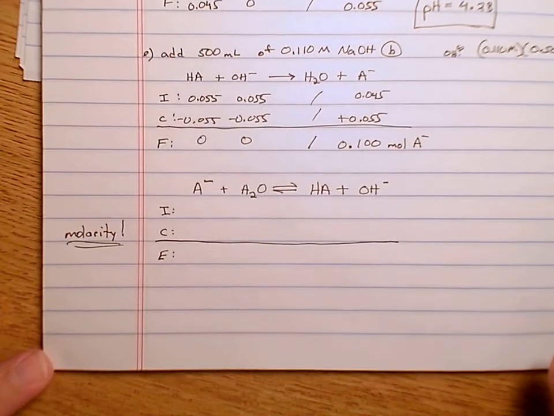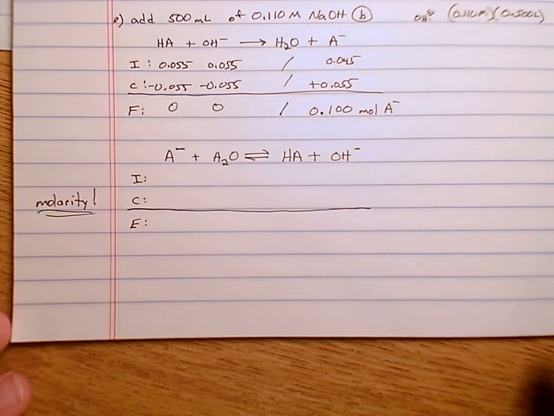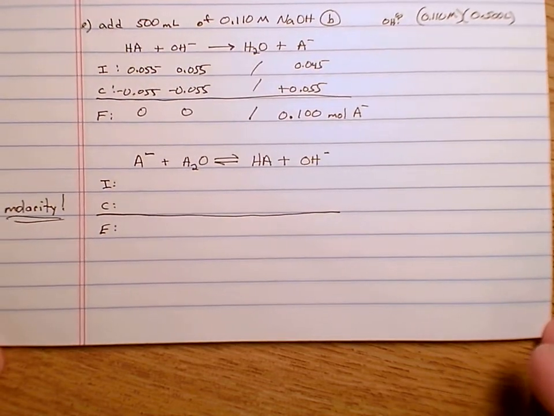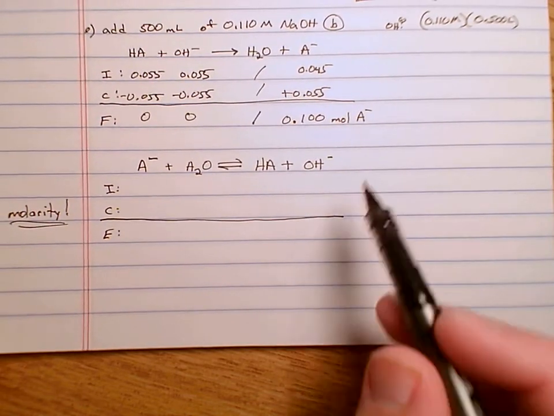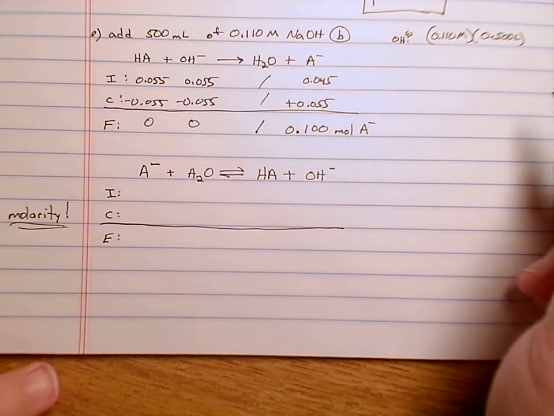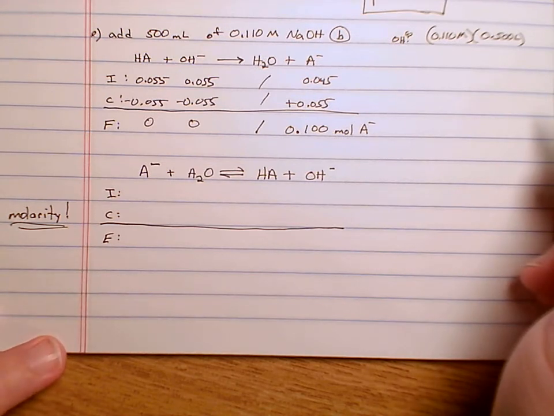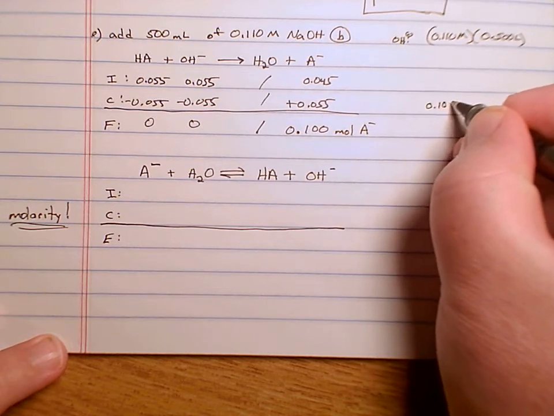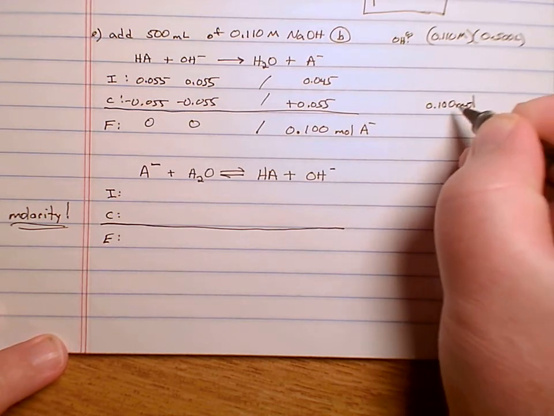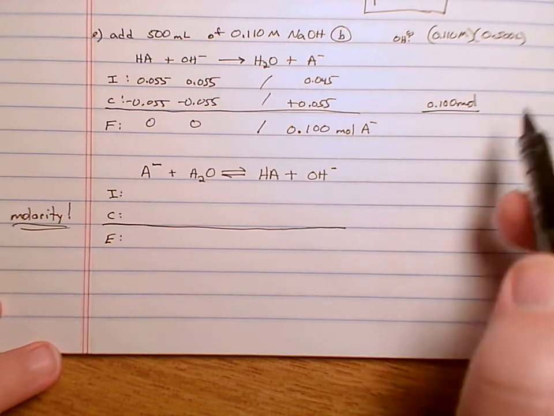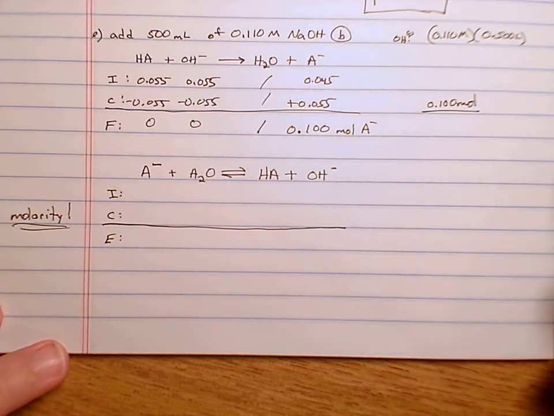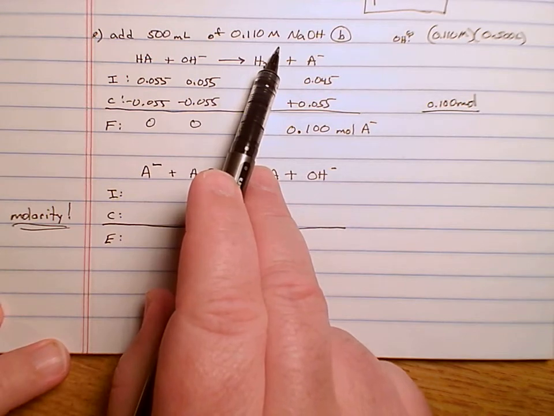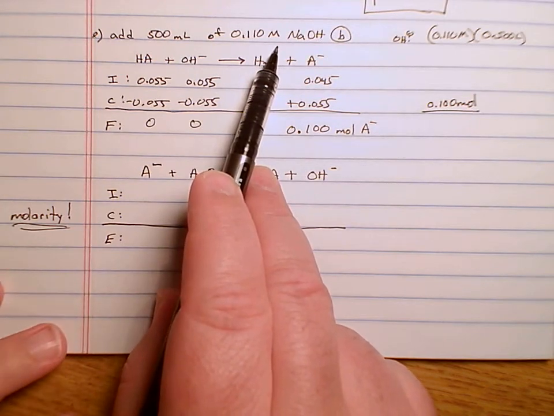We need the molarity here for our ice tables. We've got A minus. How do we figure out the molarity of our A minus here? Well, if we have 0.100 moles of A minus, well, molarity is moles per liter. What's our volume? Well, we added 500 milliliters of our NaOH. What was our original volume of solution?